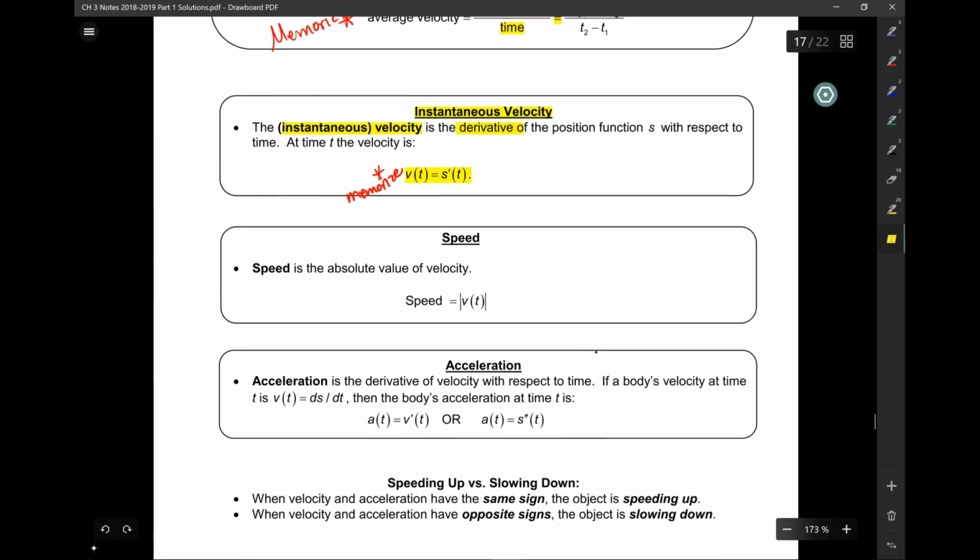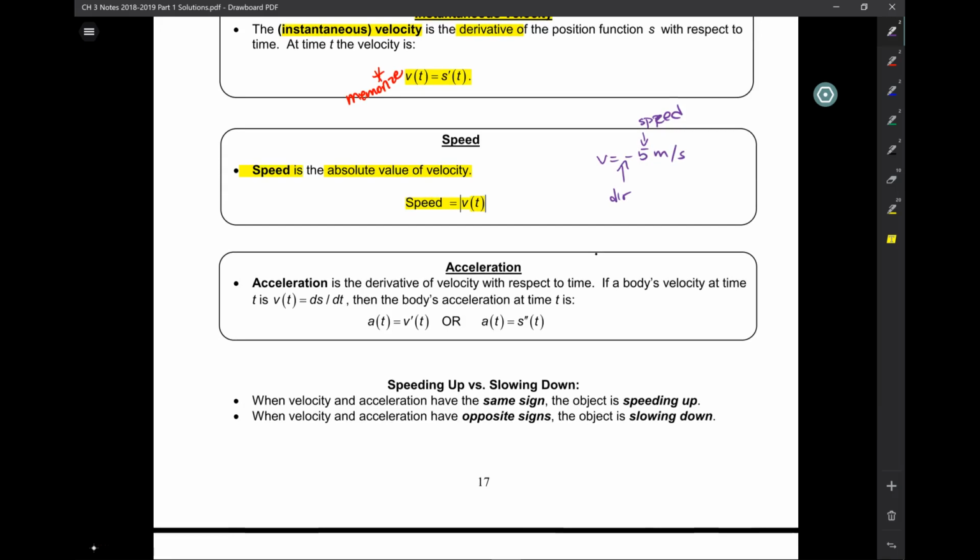Speed. Speed is the absolute value of velocity. Because if you're going 5 miles an hour, that's your speed. If you're going 5 miles an hour north, that's your velocity. So if your velocity is negative 5 miles an hour, how fast are you going? 5 miles an hour. That's your speed. The sign is your direction. Okay? So when you take the absolute value, that's your speed. Okay, those of you taking physics now, you're welcome.